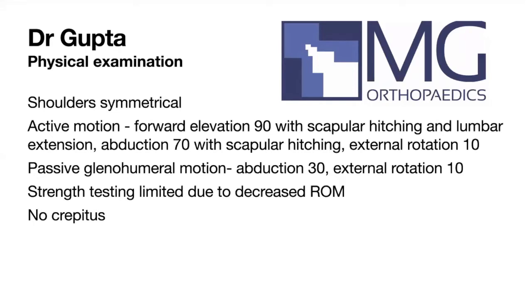Then I stabilize the scapula and perform a passive glenohumeral movement. So if I stabilize the scapula, I can isolate movement in the glenohumeral joint. So I just put one hand on top of the scapula just to hold it tight, and then I perform a passive motion of the arm. And I note her abduction is limited to 30 degrees and her external rotation, just with her active motion, is limited to 10 degrees. Because of the limitation in movement, it was difficult to really test strength to isolate various muscles. And I noticed that within whatever motion she had, there was no real crepitus.